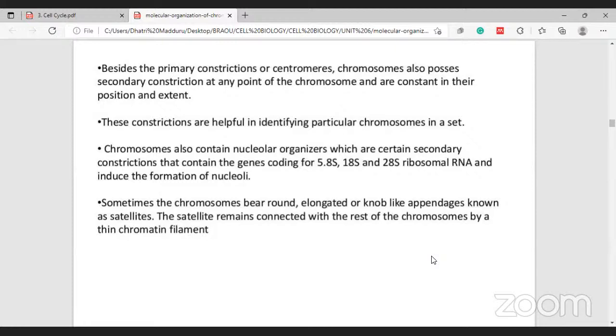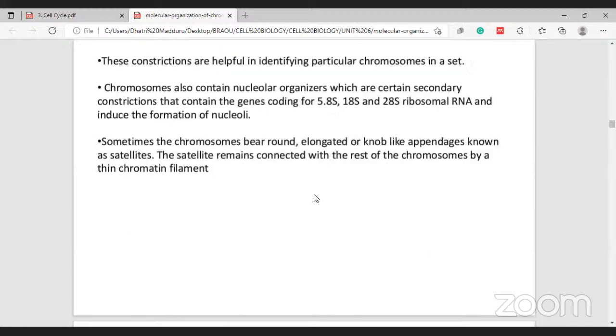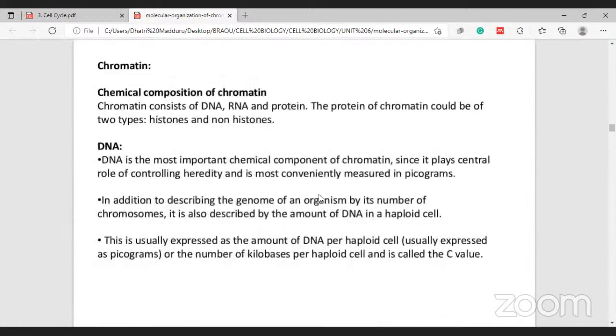these secondary constrictions. Sometimes they can also have some knob-like structures which are called satellites. Satellite means a small sequence which will sometimes be repetitive, a repeating unit, that is called satellite.